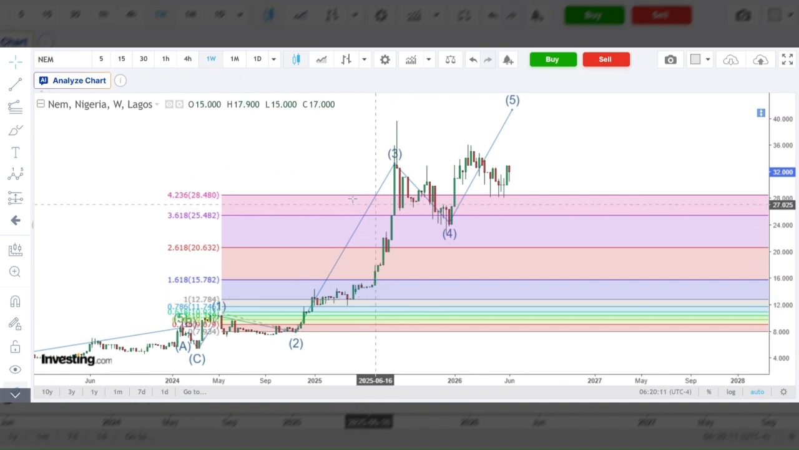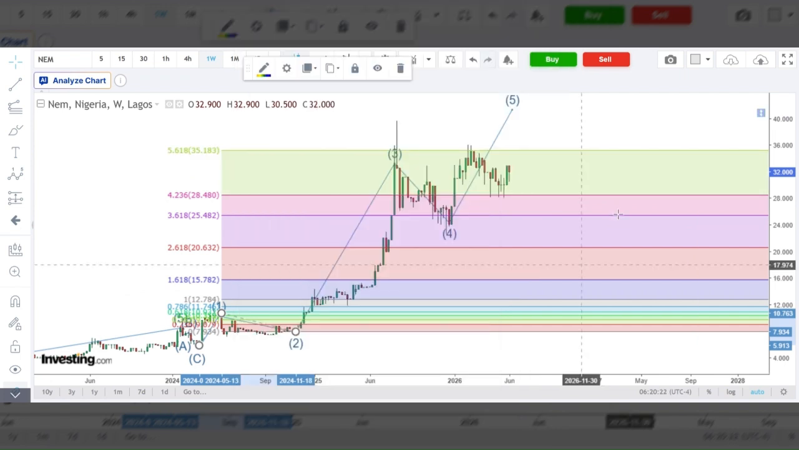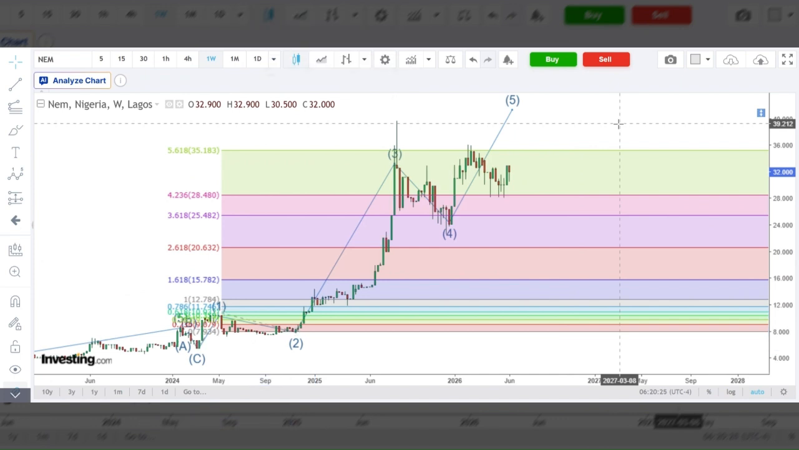This Fibonacci extension broke our Fibonacci, so what we are going to do is add 5.618, because our Fibonacci is usually subjective, so you should be able to adjust. The important thing is that you should know when the market is correcting and when the market is on an impulse wave. You can see when the market goes up like this, it is impulsive.